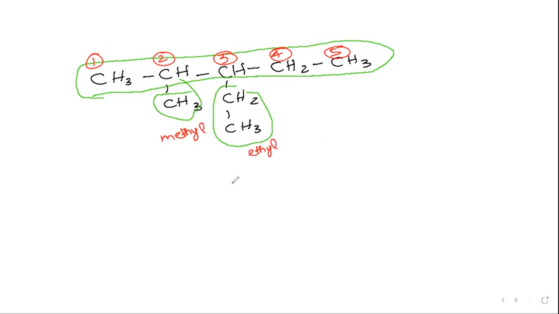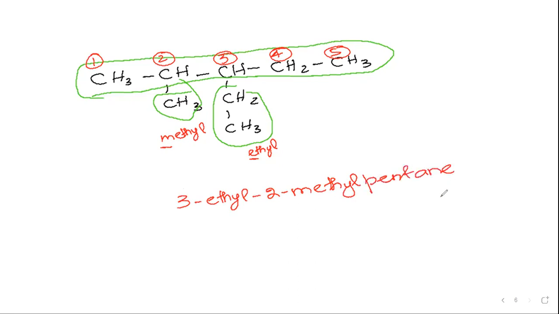Now, we may write ethyl first or we may write methyl first. Let me tell you, they're written in alphabetical order. As E comes before M in the alphabet, that's why 3-ethyl would come first, 2-methyl would come after, and pentane.